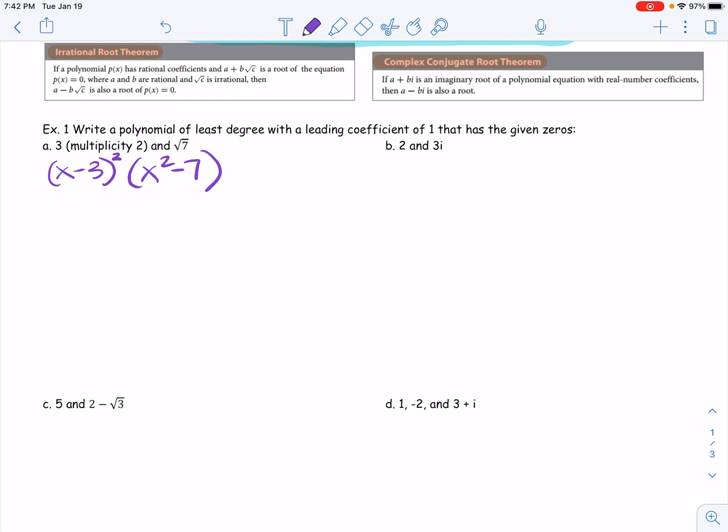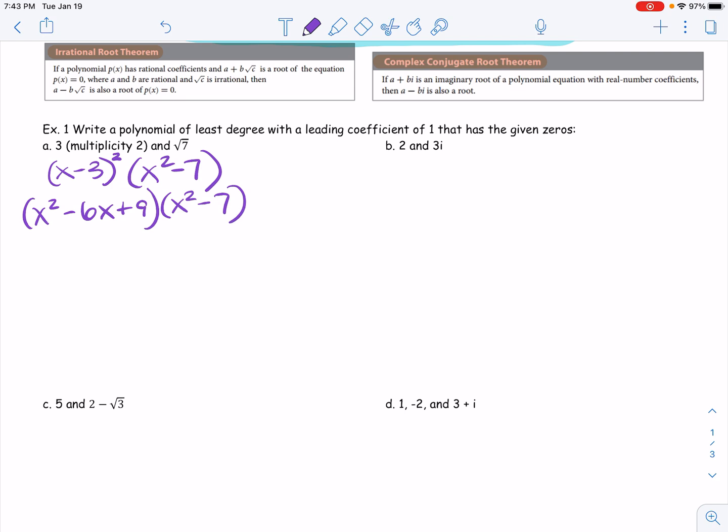Okay, so here it is, but then it says I have to write it as a polynomial. So right now it's just in factored form. So what I'll need to do is FOIL out that first one. So x minus 3 times x minus 3 is going to give me x squared minus 6x plus 9. And then I still have my x squared minus 7. And then I need to multiply those together.